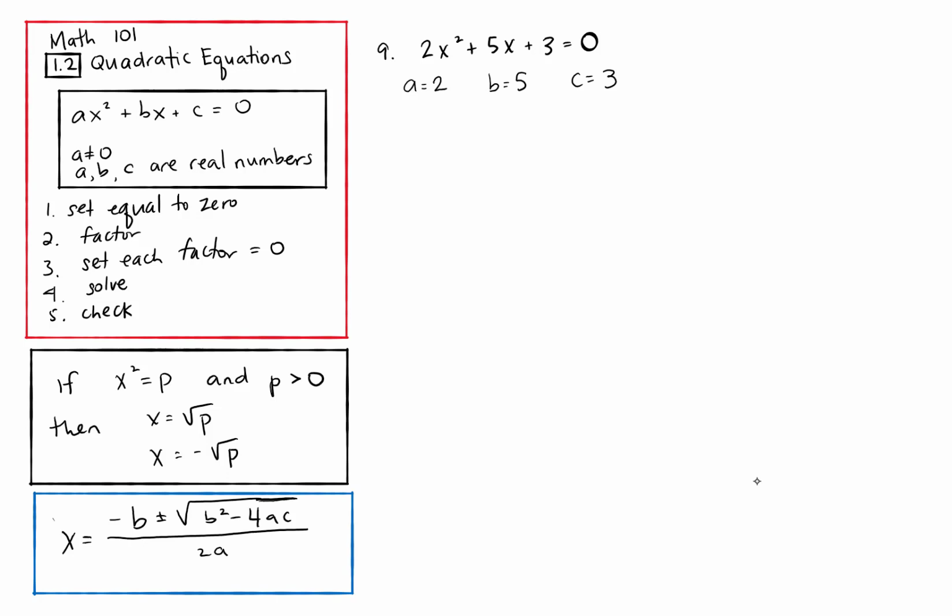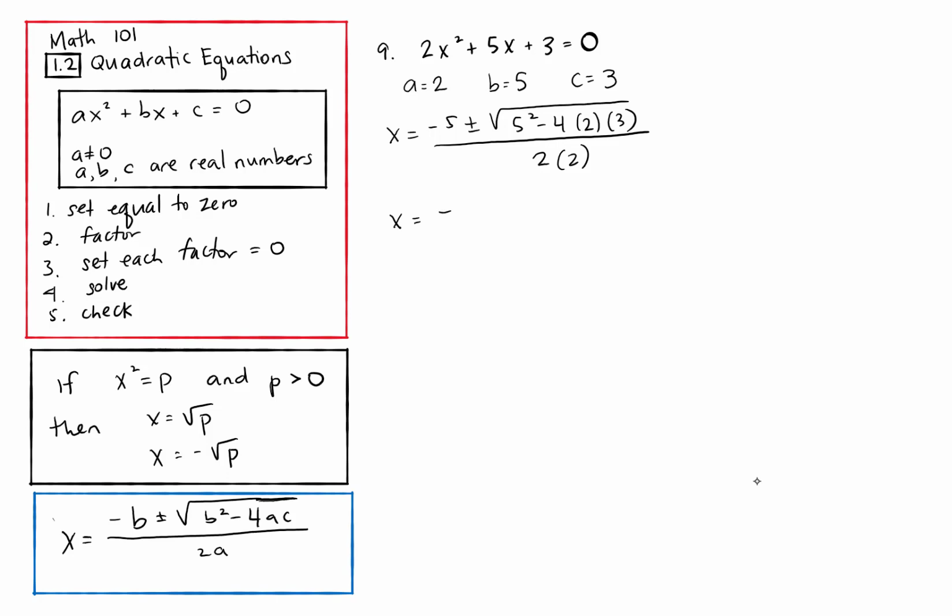We're going to plug this into the formula. You're going to get x is equal to negative 5 plus or minus the square root of 5 squared minus 4 times 2 times 3 all over 2a, which is 2 times 2. Alright, and then we're just going to simplify this each time, rewriting an equivalent equation.